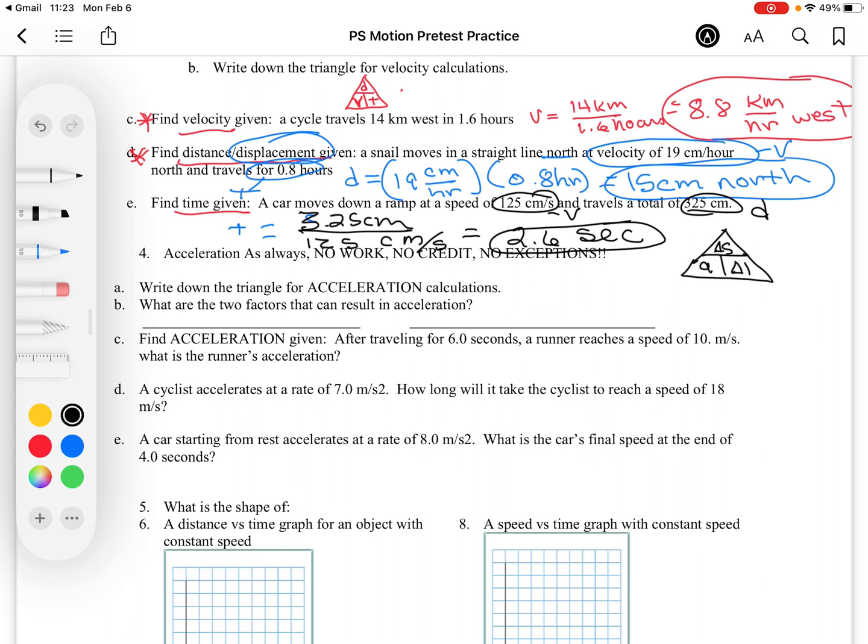Next, we have acceleration, and we're going to write down the acceleration triangle. Acceleration equals our change in speed over our change in time. What are the two factors that can result in acceleration? And that's change in speed and change in direction.